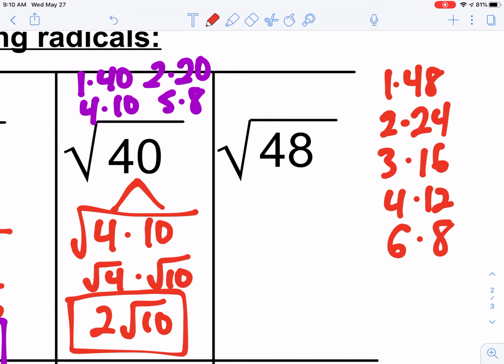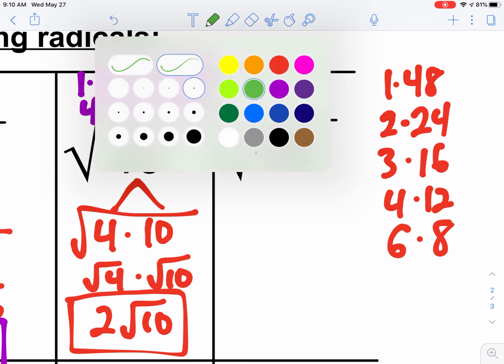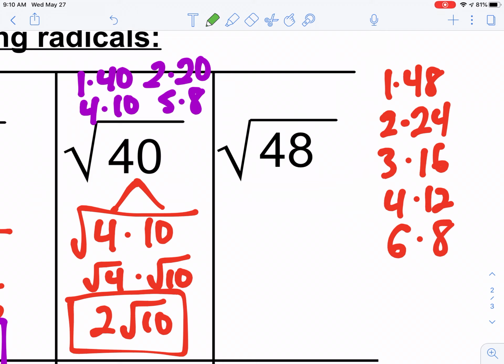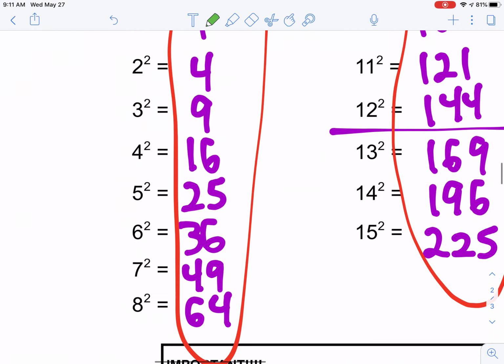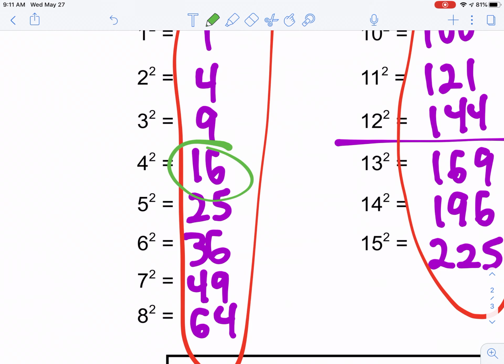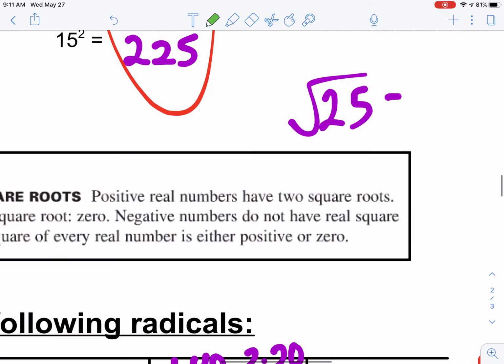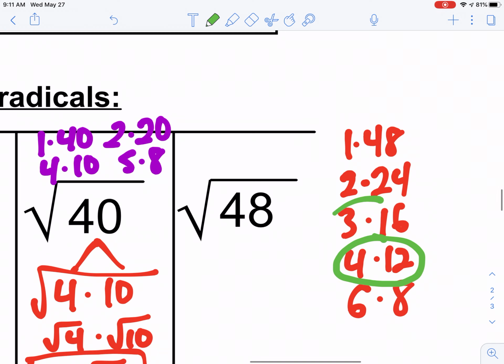Now, here's the issue with this one. There is more than one number that's a factor of 48 that is a perfect square also. 4 is a perfect square, 4 times 12, right? But there's also another number in this list that's a perfect square, the number 16. 3 times 16 is 48.